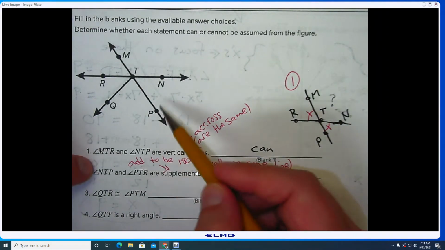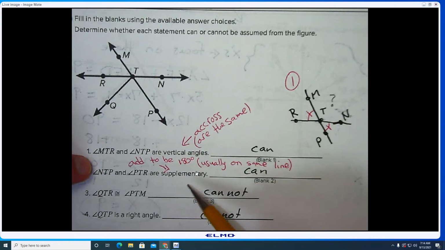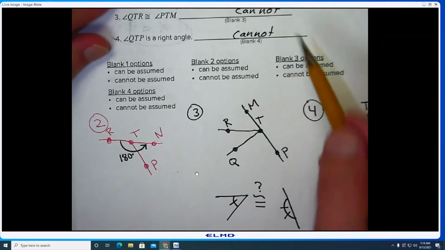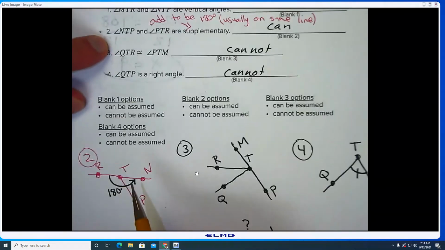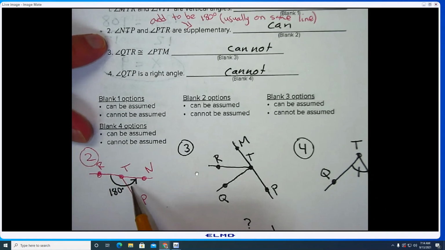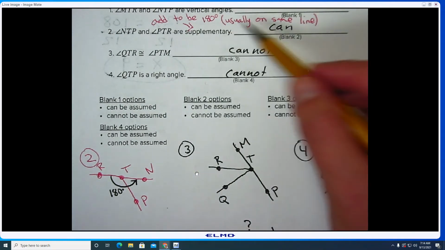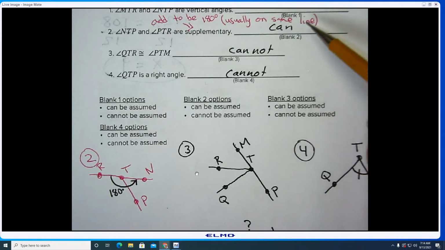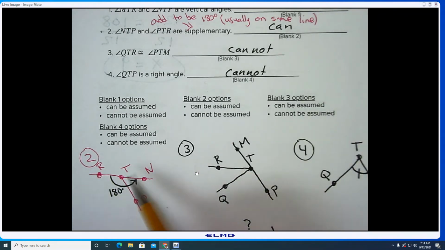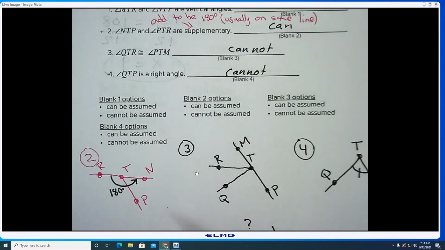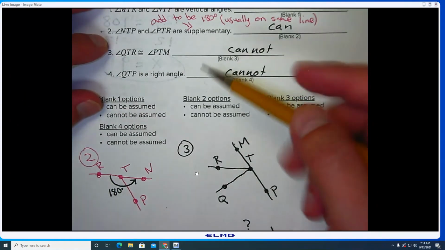NTP and PTR are supplementary. So we'll go ahead and draw that. We got NTP and PTR, it looks like they're on the same line. Remember, that's what supplementary means, on the same line. They add to be 180, but it basically usually means they're on the same line. And yes, it does. So yes, we can assume that. Then we check out the next ones.